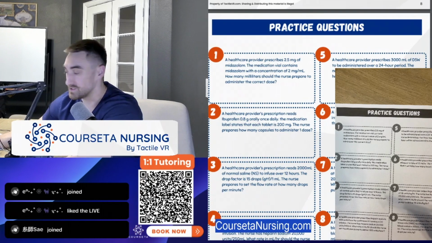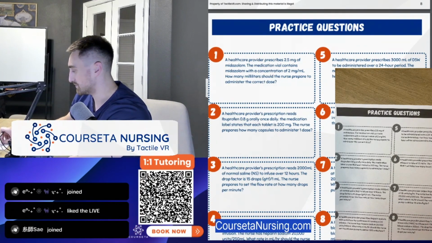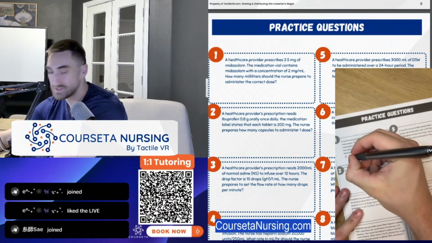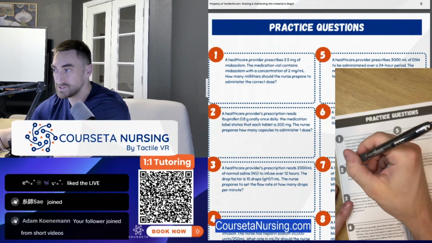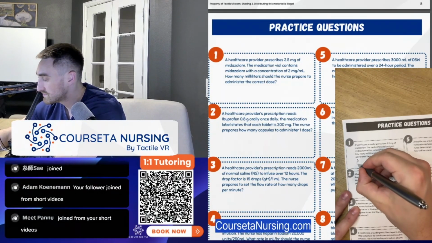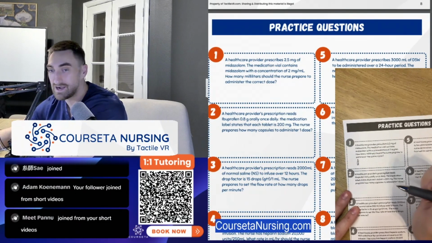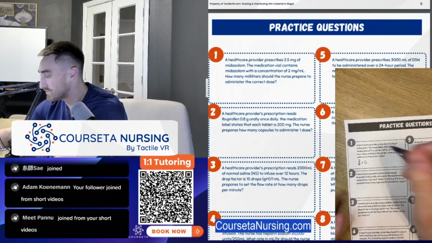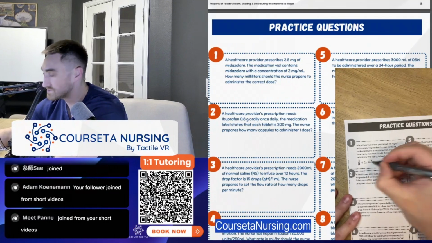So what formula do we need to use? Well, we need to use the medication dosage formula, which if you guys remember, it's D, which is what does the physician want. So it would be D over H, what we have, times Q, the quantity of the dose, equals A, which is your answer.